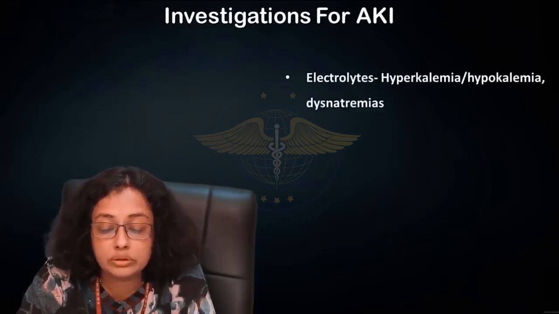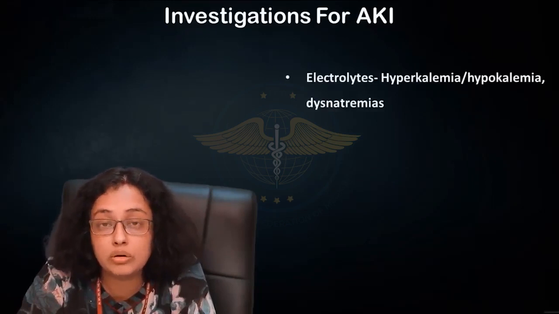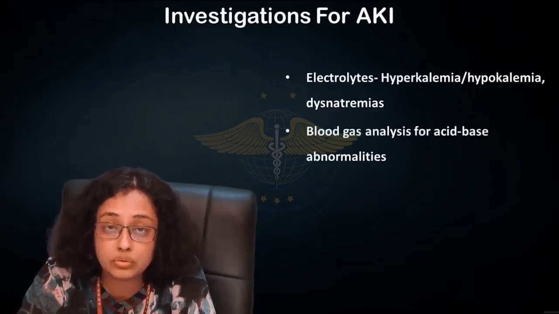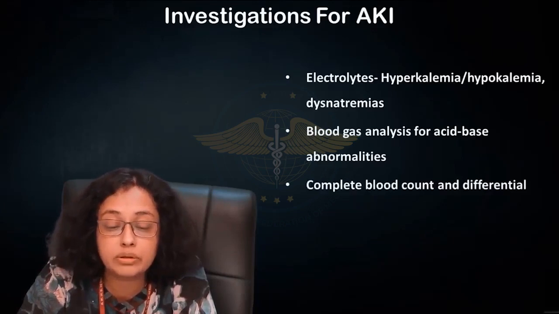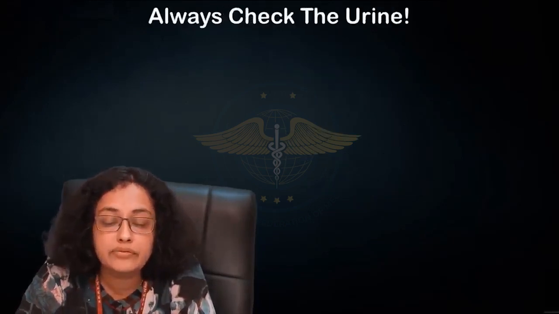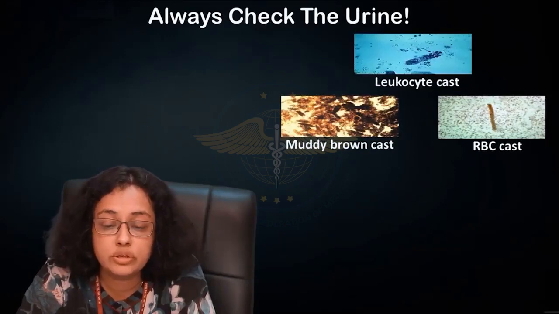Electrolytes to rule out hyperkalemia, hypokalemia, or sodium imbalances. A blood gas analysis to rule out metabolic acidosis. A complete blood count and differential to look for infection, as we know sepsis is a common cause of AKI. And then finally, if the patient is producing urine, always check the urine.